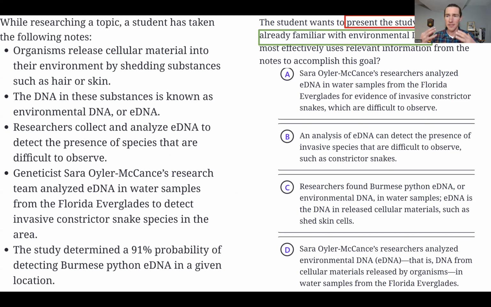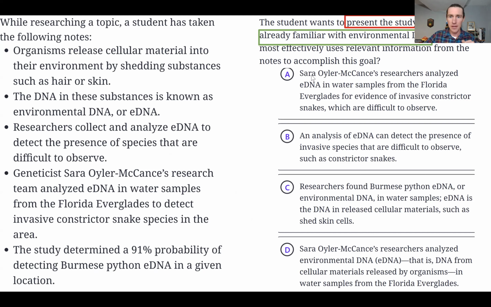When it says the audience is already familiar with environmental DNA, what that means is the answer choice cannot give a definition of environmental DNA. So even a few words of definition would be enough to eliminate that as an answer choice. So what we can analyze is, does it present the study? And then also check if there's a definition of environmental DNA. If there is a definition, you eliminate that as an answer choice.